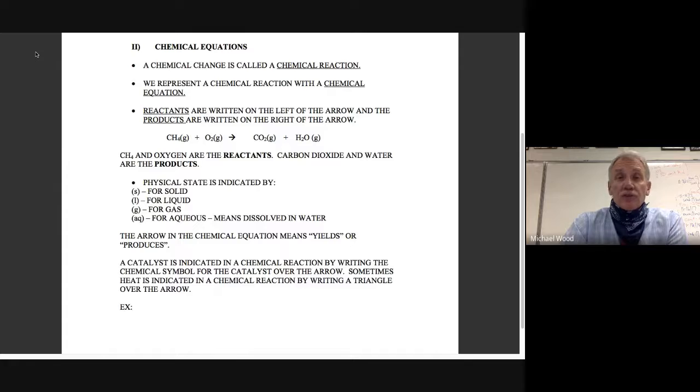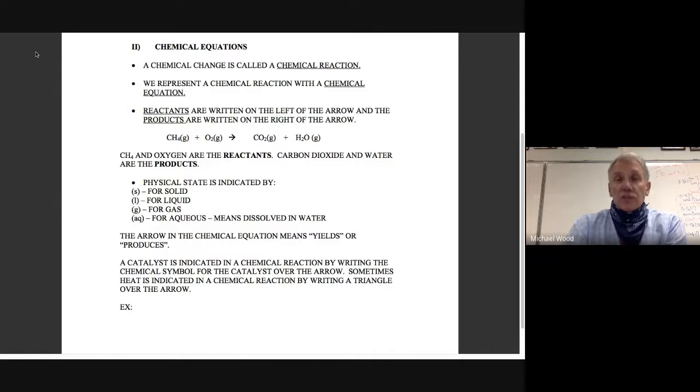Physical state is indicated in a reaction with a lowercase letter. A lowercase s in parentheses indicates a solid. A lowercase l indicates a liquid. A lowercase g indicates a gas. And a lowercase aq indicates aqueous, which means something is dissolved in water. Instead of constantly having to write water in the equation, we would just write aq.